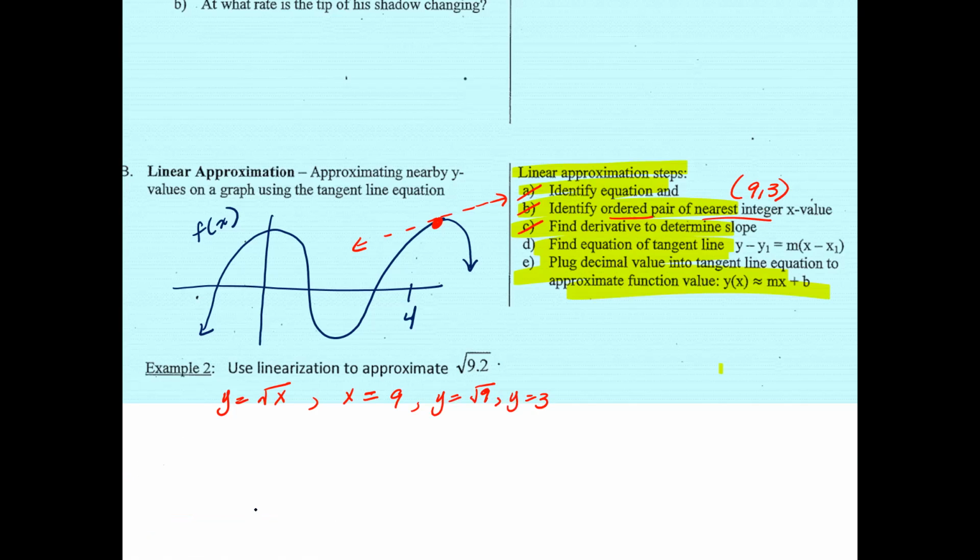For part C, it says find the derivative to determine the slope. So y prime is going to be the derivative of x to the 1/2. So that's 1/2 x to the negative 1/2, or 1/2 square root x. So then I'm going to plug in the x, so y prime equals 1/2 square root of 9, which is 1/6. So that's my slope.